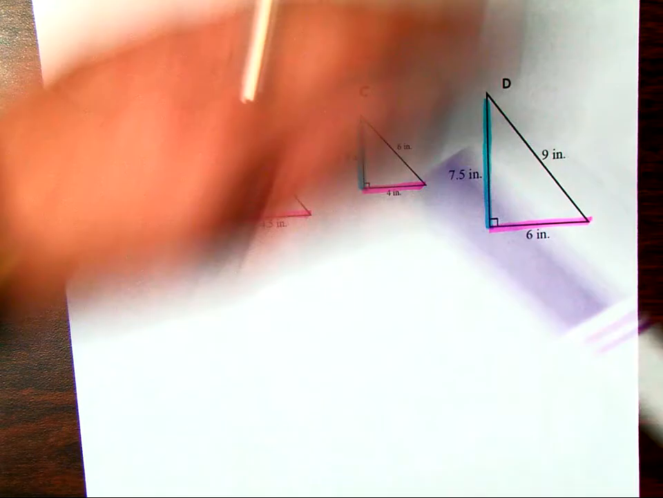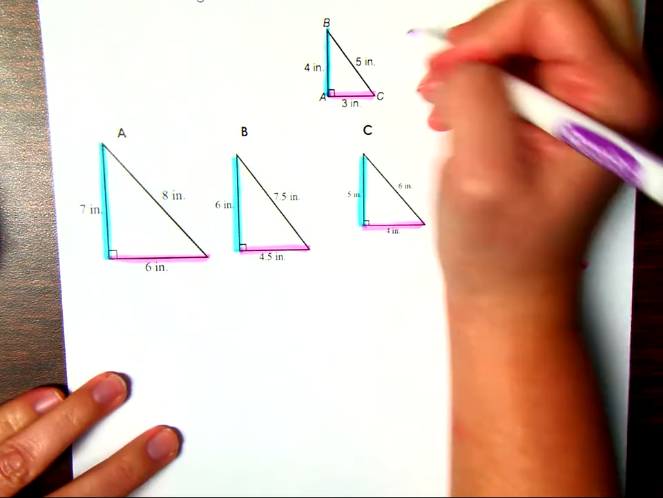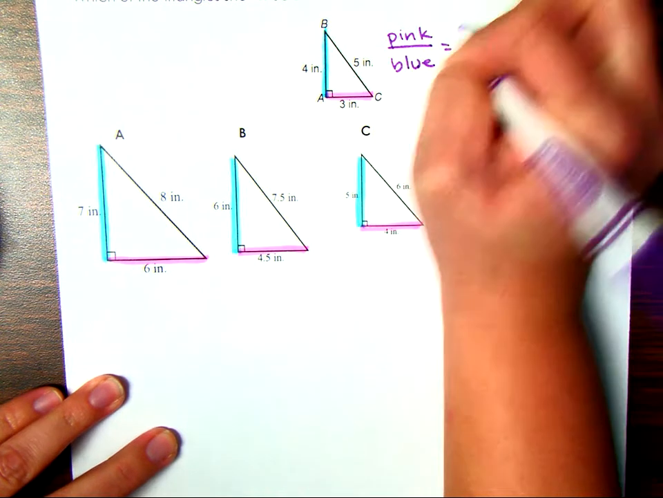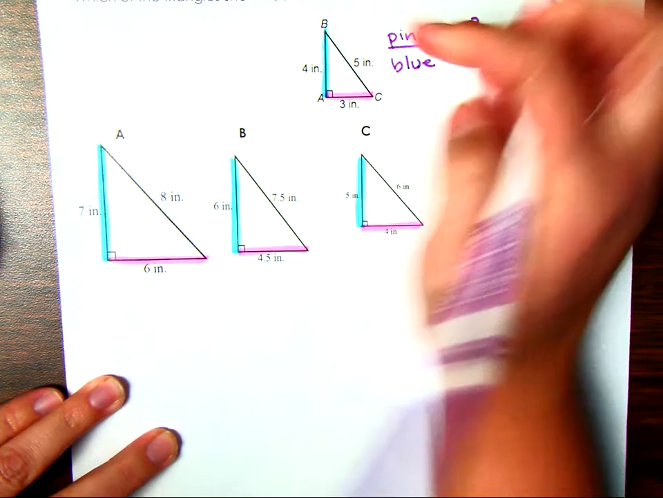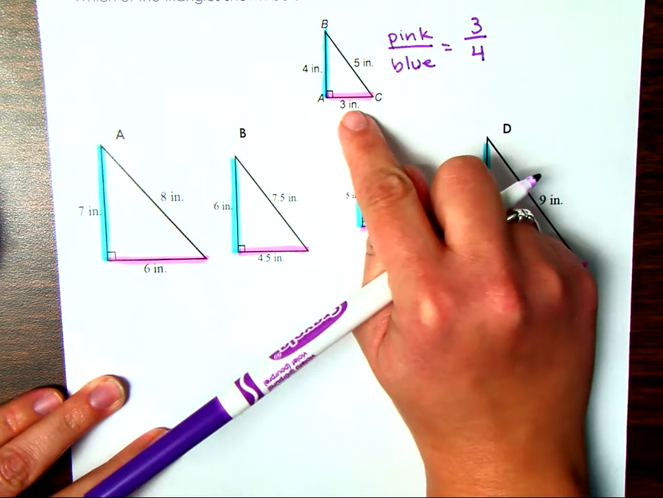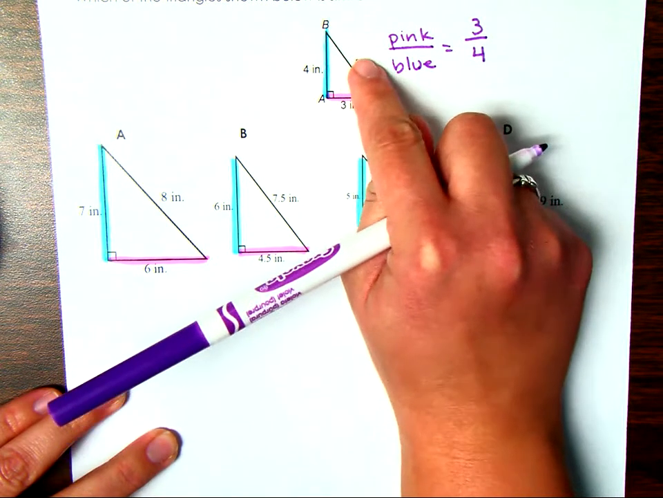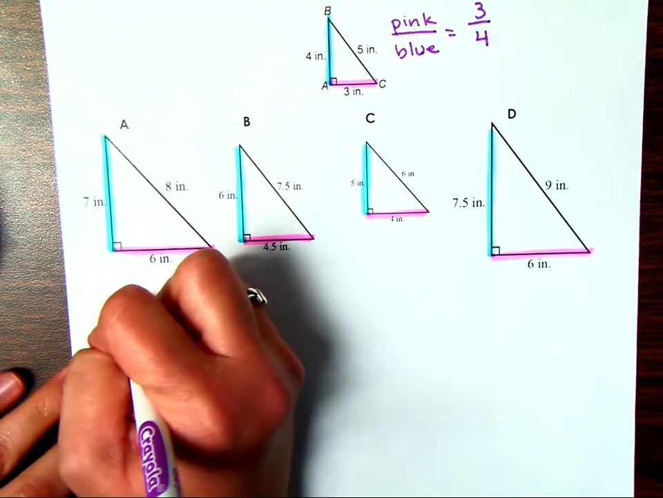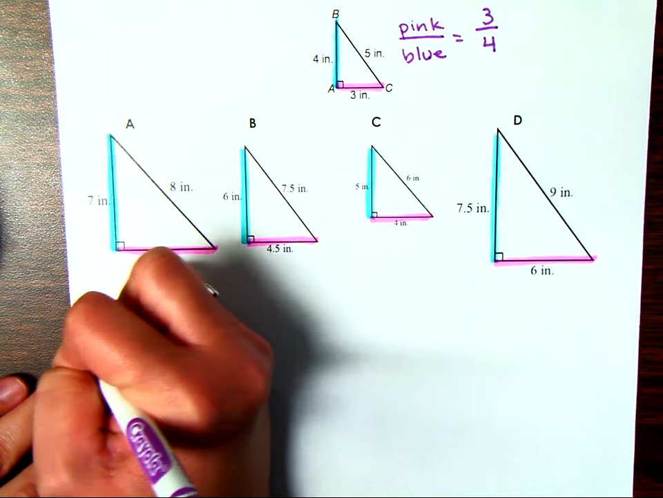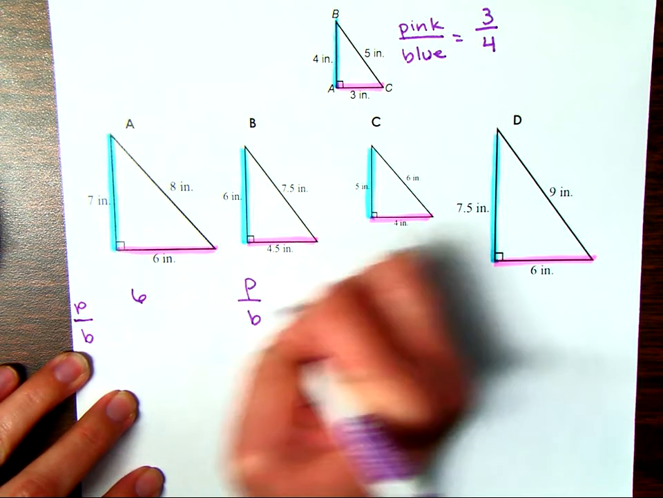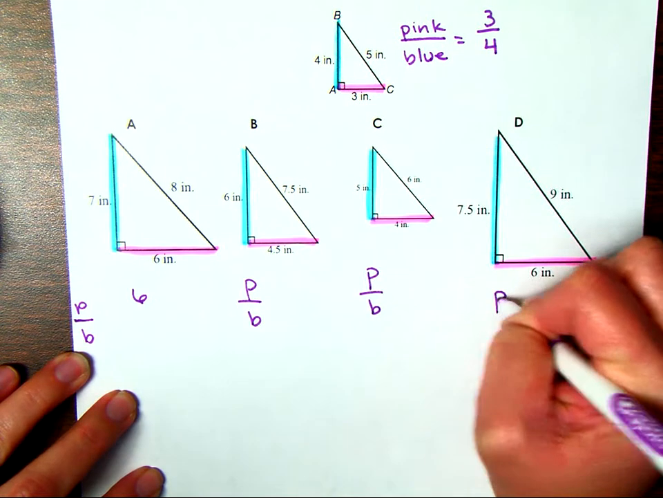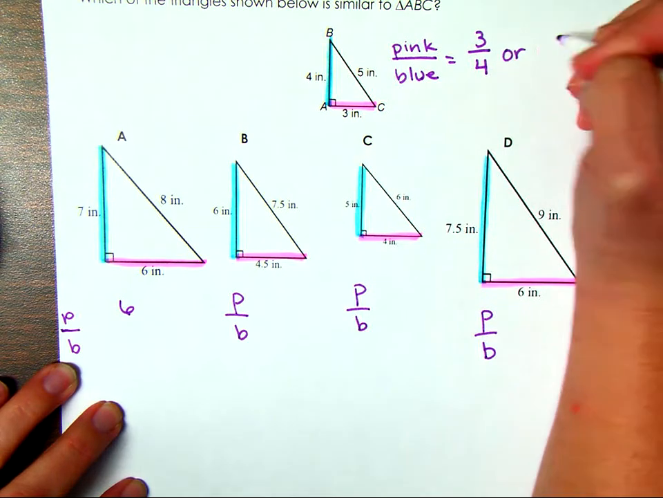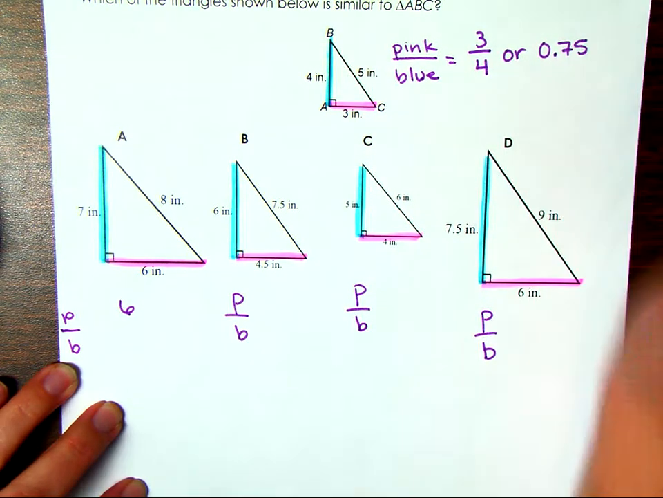All right, so I'm going to compare the pink line segment to the blue. My pink was 3 and my blue was 4. Again, it didn't matter if I did 3 to 4 or 3 to 5 or 5 to 3 or 5 to 4. You're just picking any two sides, okay? So pink to blue, I'm going to make a ratio for all of them, pink to blue. And they have to reduce down to 3 to 4, or you can say the decimal equivalent of that is 75 hundredths. Think about money. 3 out of 4 quarters is 75 cents.